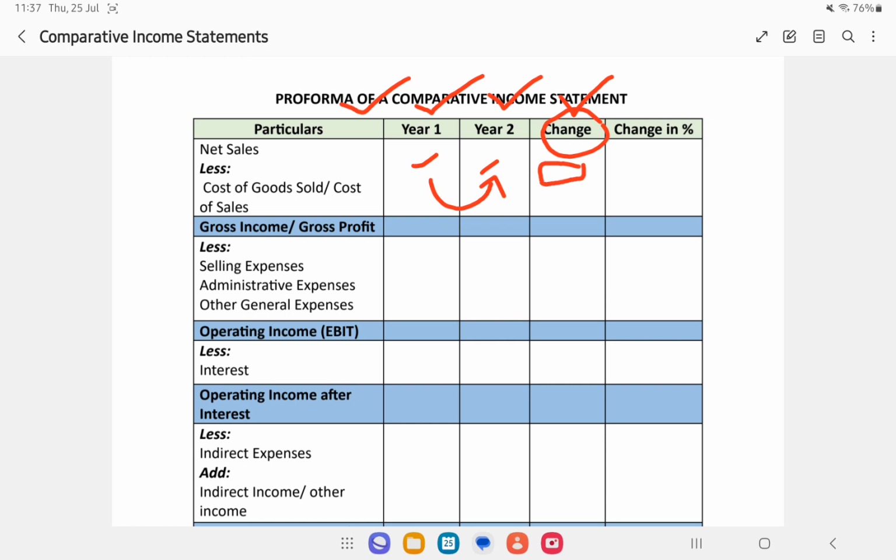After writing the change, we will check what is the change in percentage. Change in percentage means what? Here in year 1 we had one value, in year 2 we had another value, so we said that we have a change here. Now what percentage of increase or decrease, when we compare it from year 1, had happened in the second year? We will find it out in the last column, change in percentage. Hope you are not confused with that. Don't worry, we can see that with the example of a practical question.